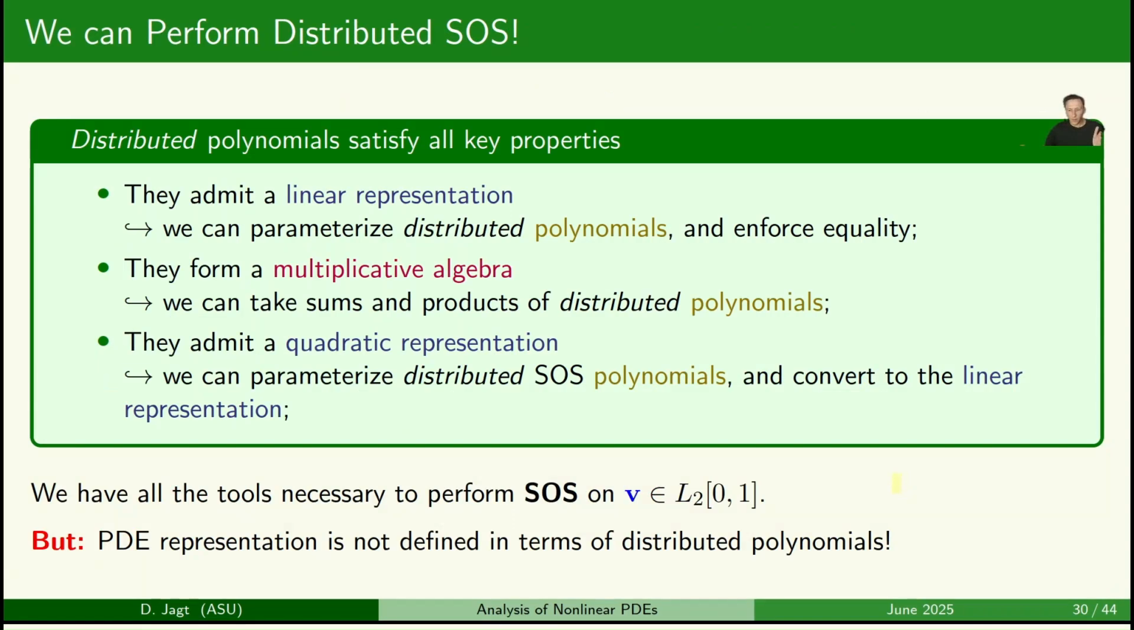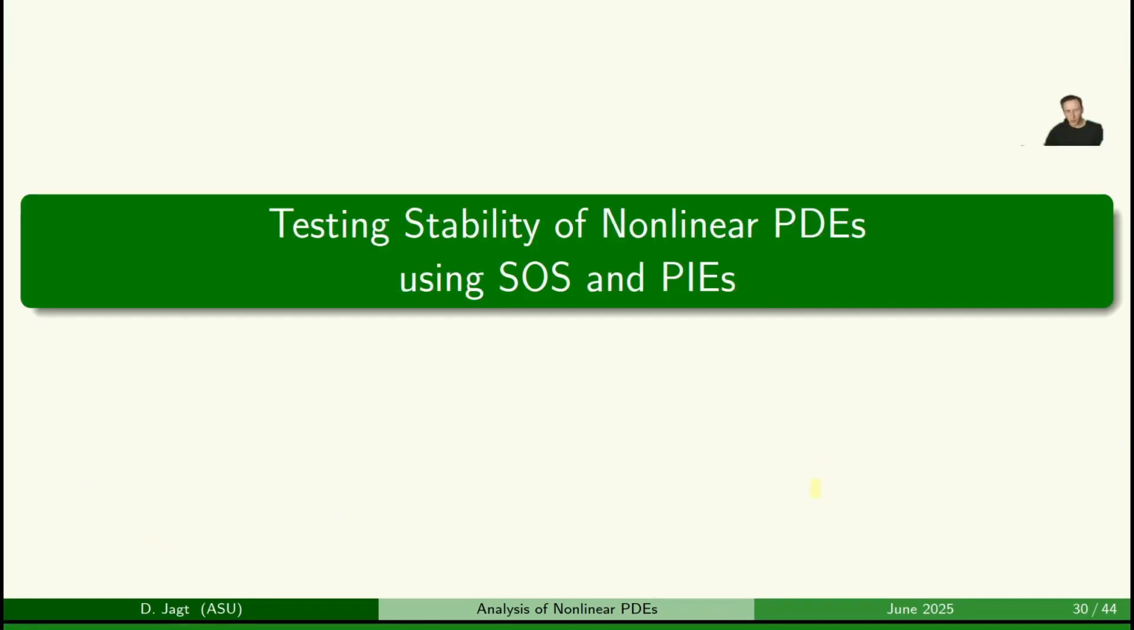So in this manner, we've defined a class of distributed polynomials that satisfy all our key properties, namely we have a linear representation, they form a multiplicative algebra, and we have a quadratic representation. So then we should have all the tools we need to perform sum of squares programming on these infinite dimensional vectors V. Unfortunately, PDEs in general are not represented in terms of such distributed polynomials, which brings us to the last part of the talk.